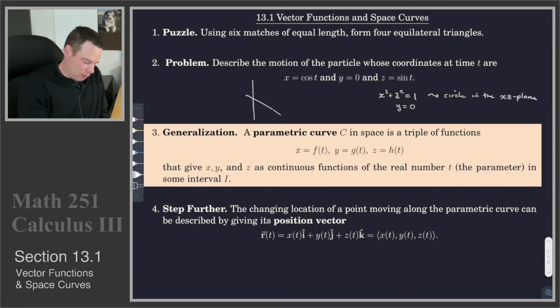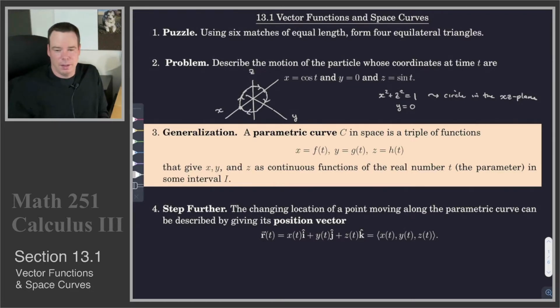And so let's just get our coordinate axes sketched. There's our x-axis, there's our z-axis, our y is coming out this way. And what we have is a circle. In this case it's a circle of radius 1. And as t increases, when t is equal to 0, we're at x equals 1 and z equals 0. And then as t increases, we go around the circle in this direction. And so that is the path our particle is taking as t increases.